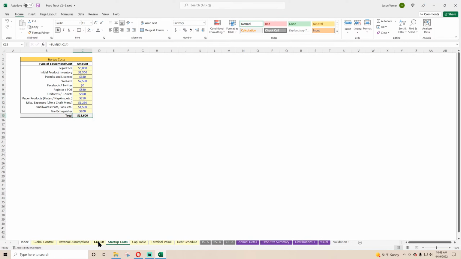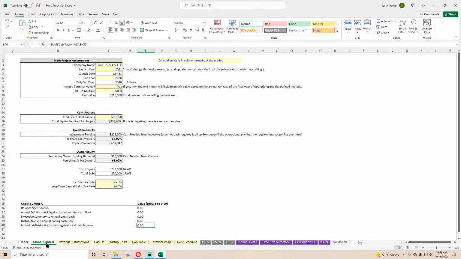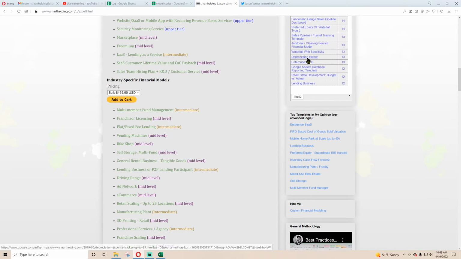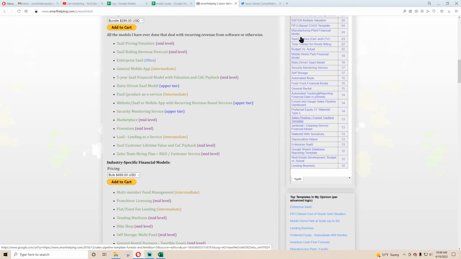All checked out. You can update any cells in yellow and the model will update. And we'll leave it at that. I'll post this up tomorrow, do an overview video, and then I'll see you guys on the next one. Next week, like I said, we'll be doing, what are we doing next week? The cleaning service? No, general rental business, general rental. So that'll be next week.